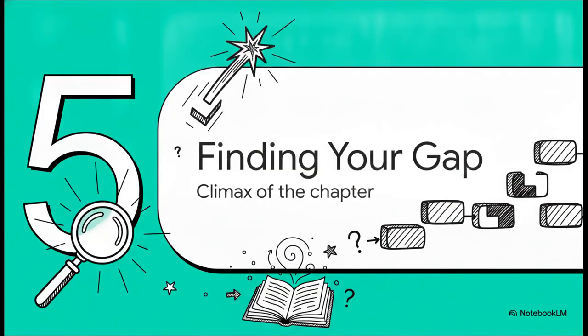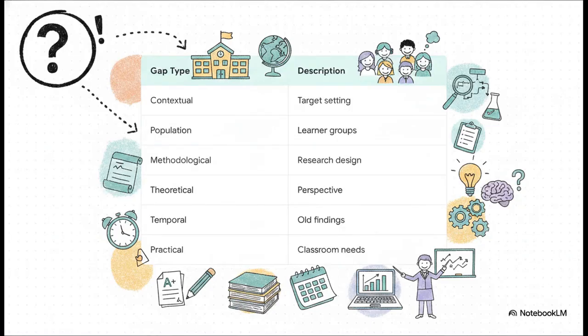Which brings us to Section 5, finding your research gap. This is what all that critical engagement has been leading up to. Your review absolutely must culminate in a well-supported, evidence-based gap statement. It can't just be a speculative guess. There's actually a pretty solid menu of common gaps you can identify.